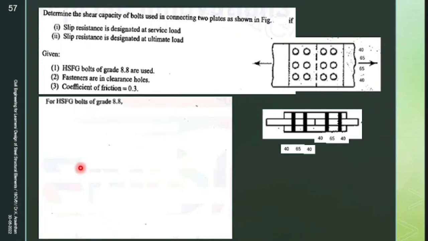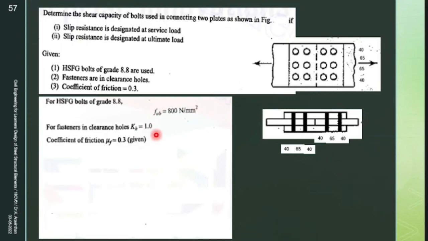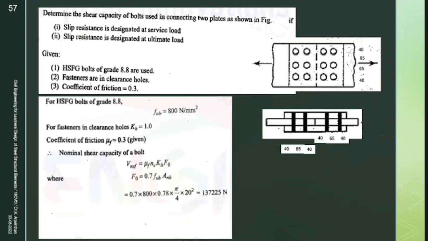F naught is 0.7 into FUB. The only one unknown component is this one. Now when you are using high strength friction grip bolt, you know that 8 into 100 will be the FUB, and K1 is given as 1 here, which is fasteners are in clear holes, and coefficient of friction is also given as 0.3. Now the nominal shear capacity of the bolt you have to find. So this is your formula. You have to substitute all the components. Getting F naught as 0.7 FUB into A and B, where A and B is the net bearing area.